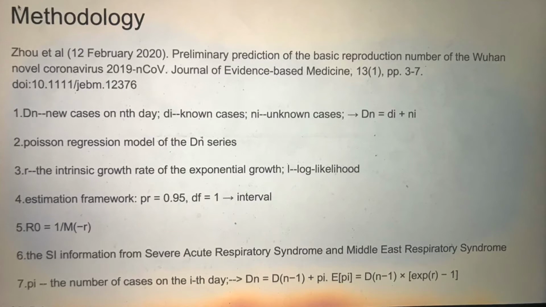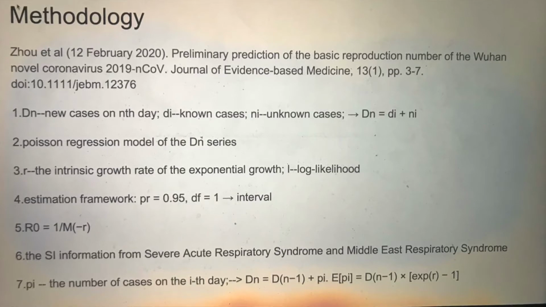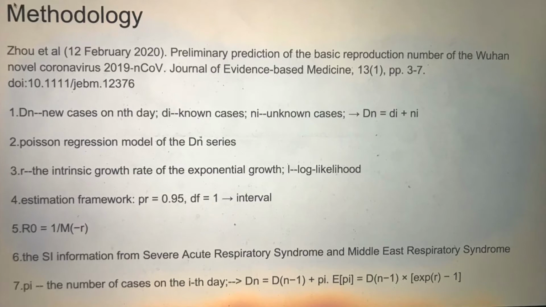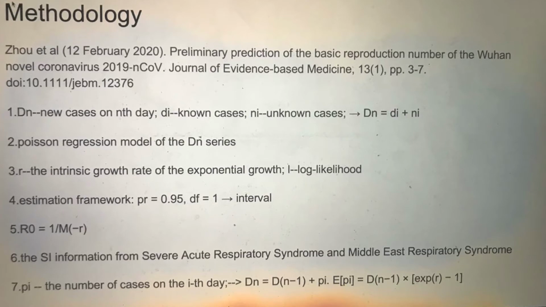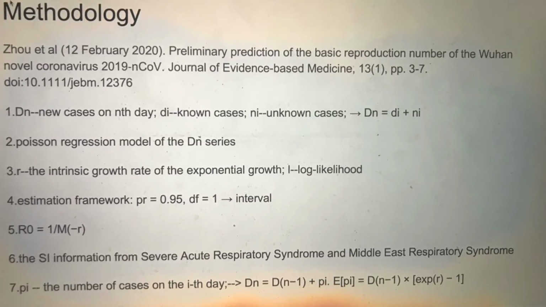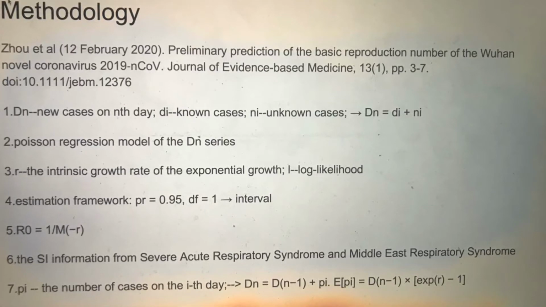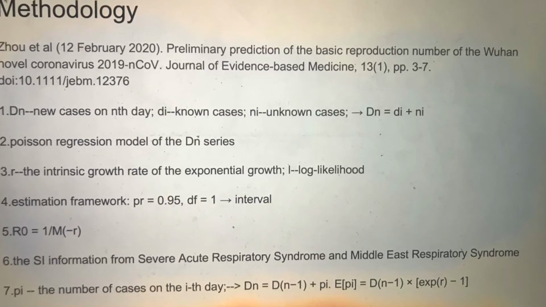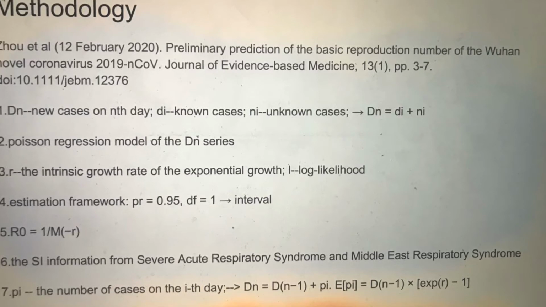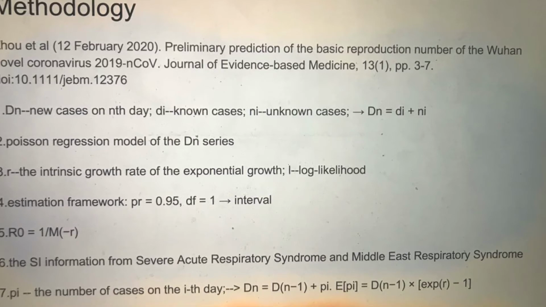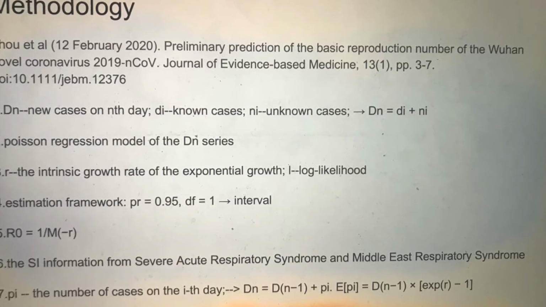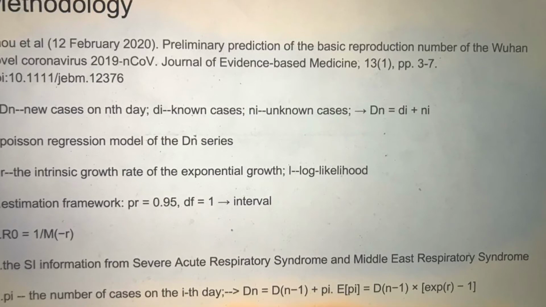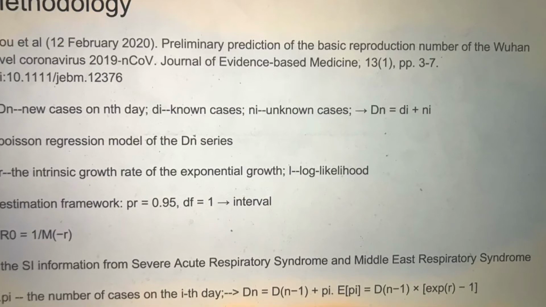After that, I modeled the Poisson regression model of the dn series as an exponentially growing Poisson process. Then I estimated the growth rate of the exponential growth, denoted by R, based on the log likelihood denoted by L. After that, I used the profile likelihood estimation framework with a cutoff threshold determined by a chi-square criterion, PR equal to 0.95, df equal to 1, to estimate the 95% confidence interval for the number of unknown cases. As R is estimated, we can also obtain the basic reproduction number by the function shown in the equation of 5.